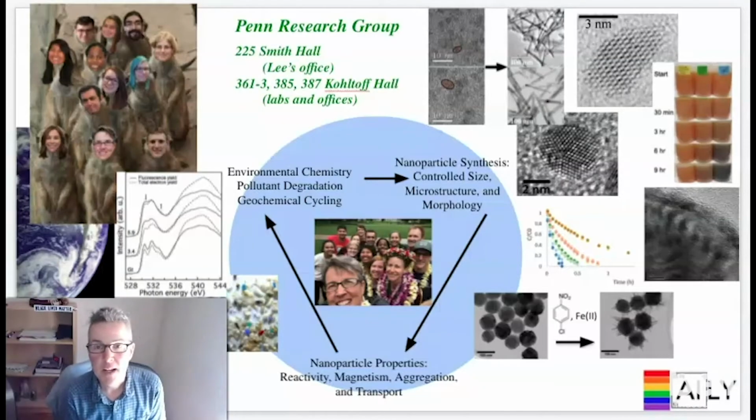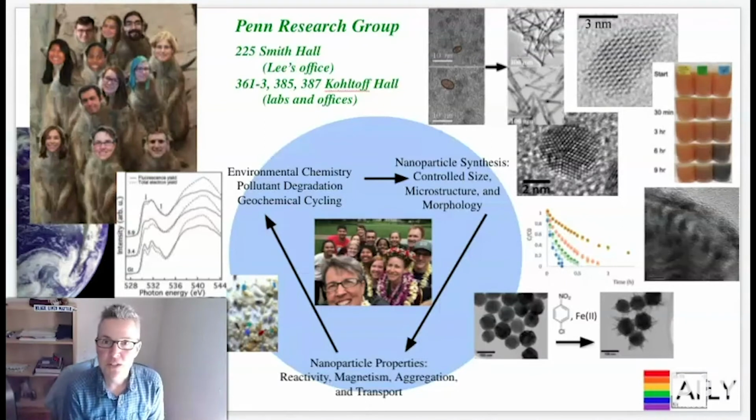The Penn Research Group has many graduate students and undergraduate students working in three primary areas. The first primary area is in material synthesis. We make nanoparticles with controlled size, microstructure, and morphology for use in experiments that are meant to simulate what happens to materials in the environment, and also for use in technologies like solar energy conversion. Some of our goals include making materials using green methods so that our materials are benign by design and then also generate less toxic waste.